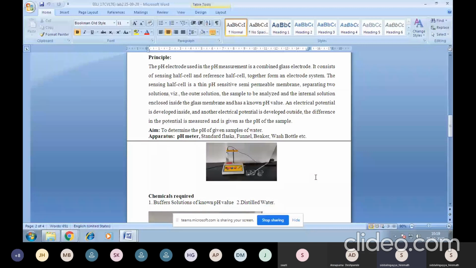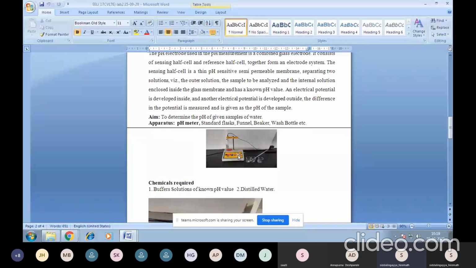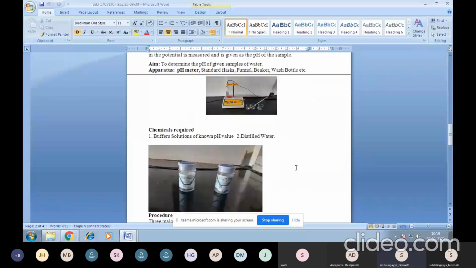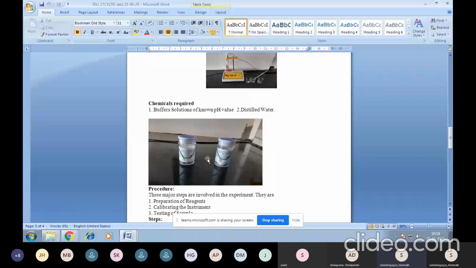What is the aim of the first experiment? That is to determine the pH of the given sample of water. The apparatus required will be pH meter, standard flask, funnel, beaker, wash bottle, etc. You can go through this particular figure here. Here it is a pH meter, and we have standard beakers. The chemicals required will be buffer solution of known pH value and distilled water. These are the two tablets used to prepare the buffer solution.